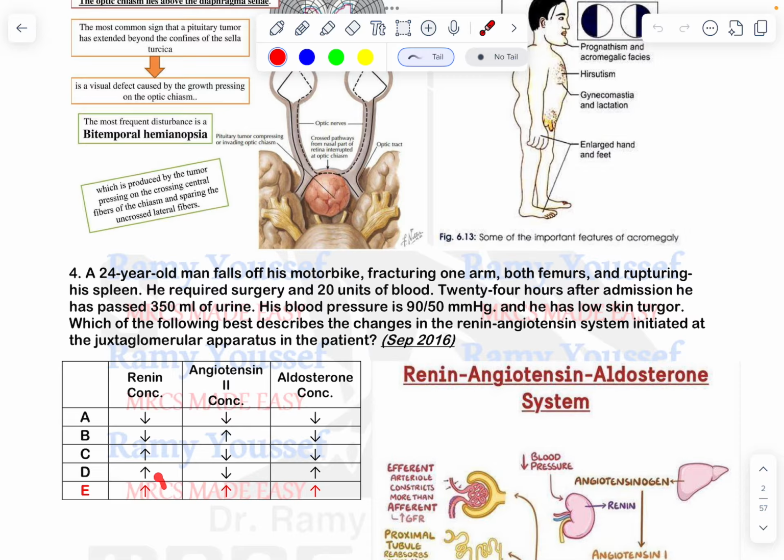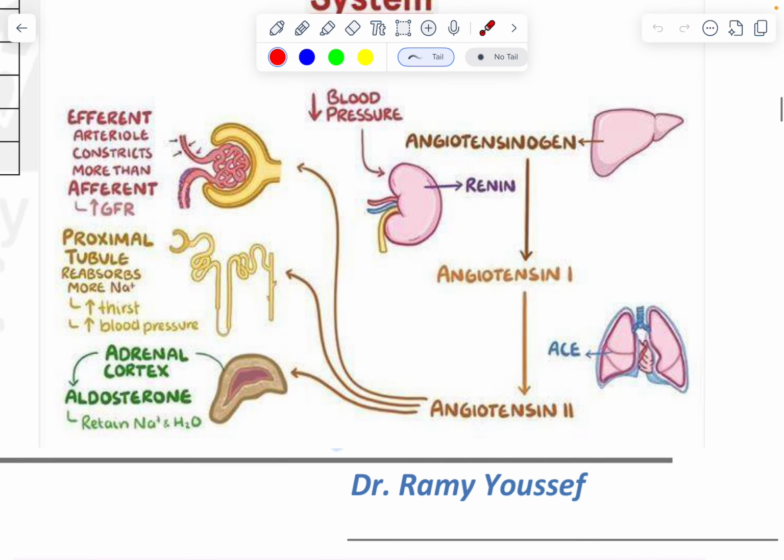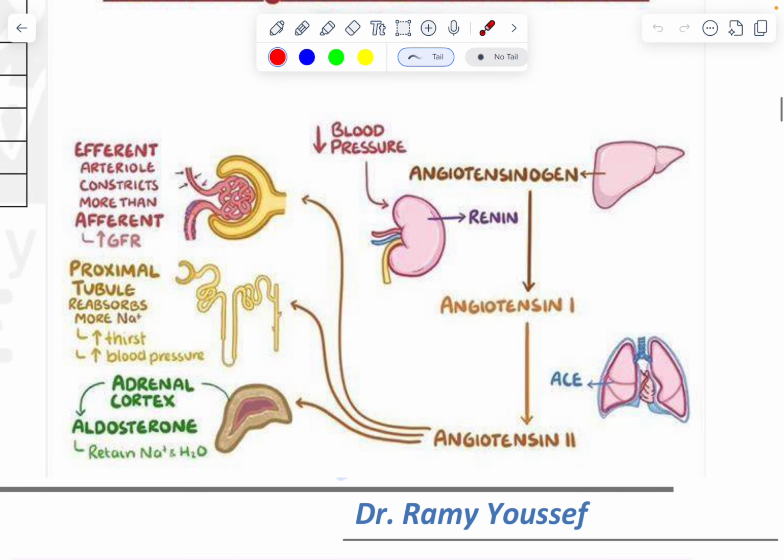So it has to be increased renin, increased angiotensinogen, increased aldosterone. So these are all increased. Aldosterone is increased. So this is important. Renin-angiotensin system. What happens? This is efferent. There is constriction. Immediately blood flow is reduced. That causes secretion of renin. So efferent vasoconstriction and afferent vasodilatation means blood goes in. So this increases GFR. So proximal tubule reabsorbs more sodium, thirst, blood pressure.